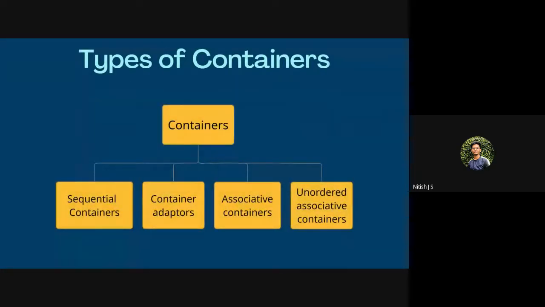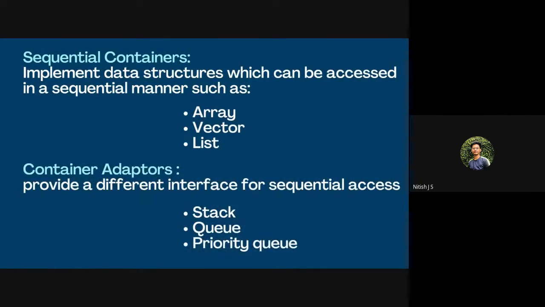Let us look into the types of containers. So STL offers us four types of containers. They are sequential containers, container adapters, associative containers, and unordered associative containers. So what are sequential containers? They implement data structures which can be accessed in a sequential or linear manner, which means that they are arranged in a linear manner and you can access them linearly. And their examples are arrays, vectors, list.